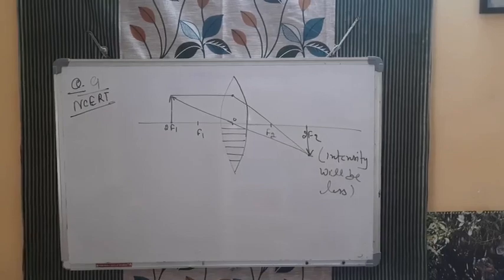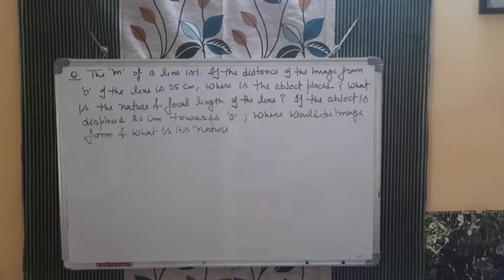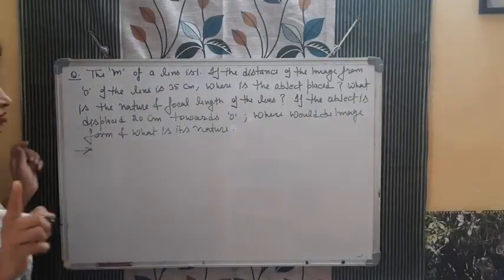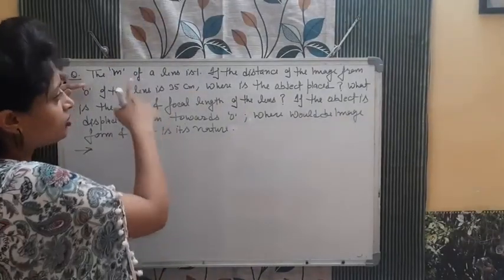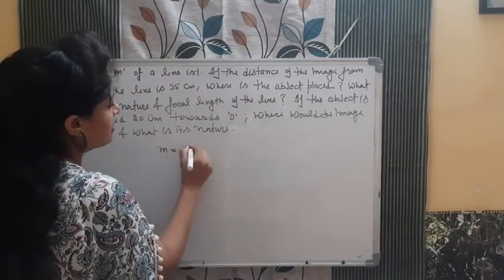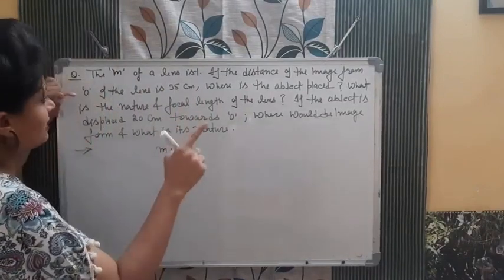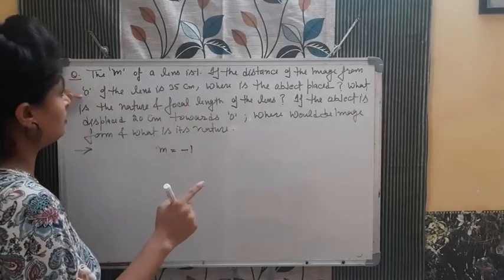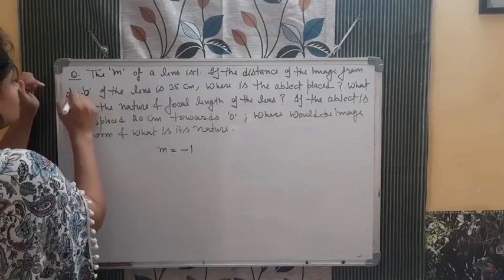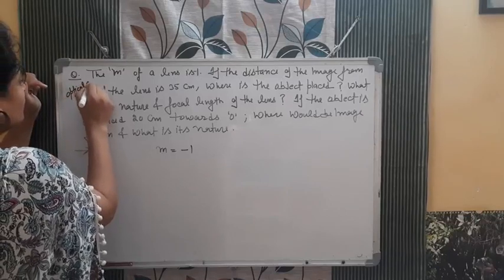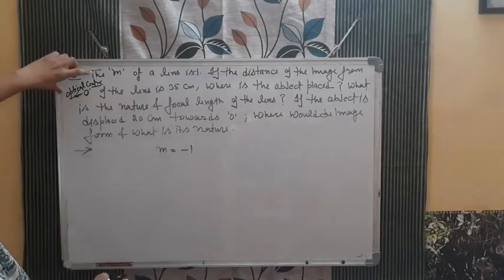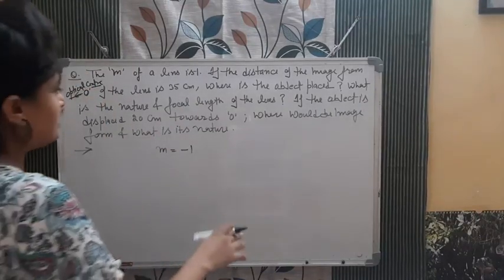Okay, so the last question of today, try to do it by yourself. The magnification of a lens is -1. Magnification M is given as -1. If the distance of the image from the optical center O of the lens is 35 centimeter. I have written it in short form to save space.